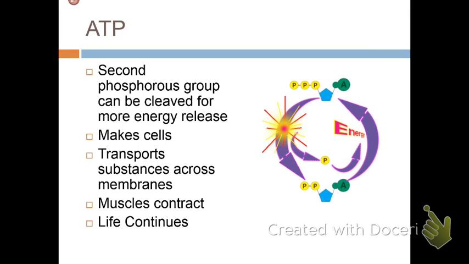When this ATP energy is released, it allows you to make more cells to grow and repair. It's going to help transport substances across membranes that the cell needs, like nutrients or oxygen. It helps get waste out.